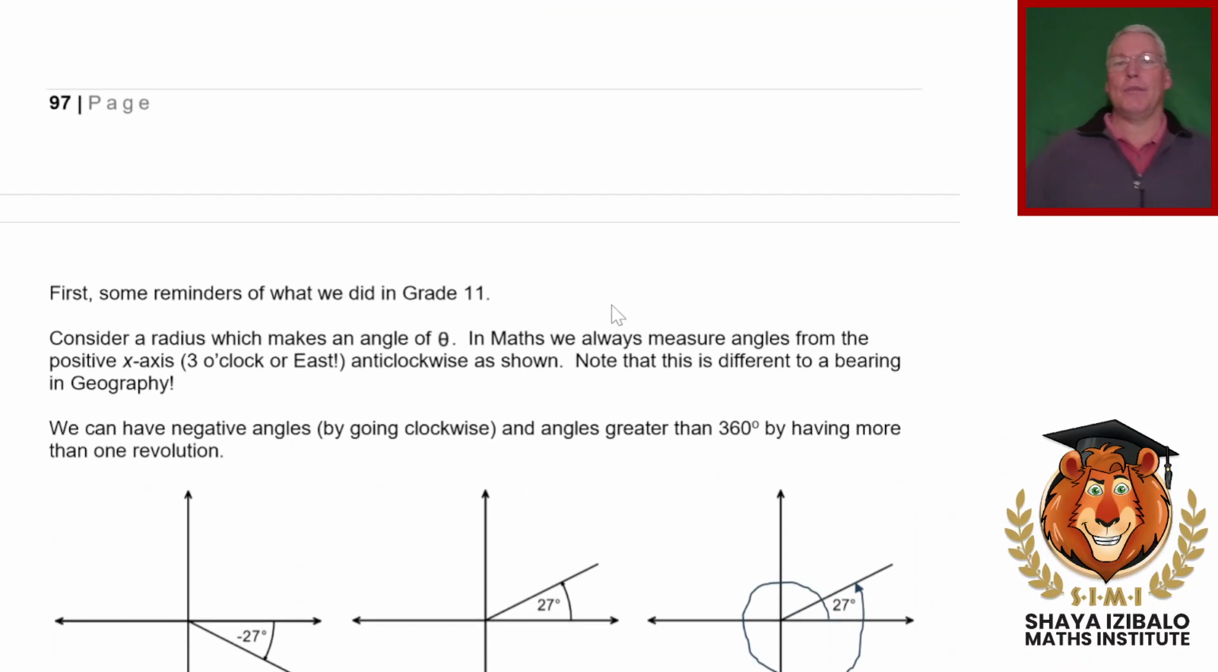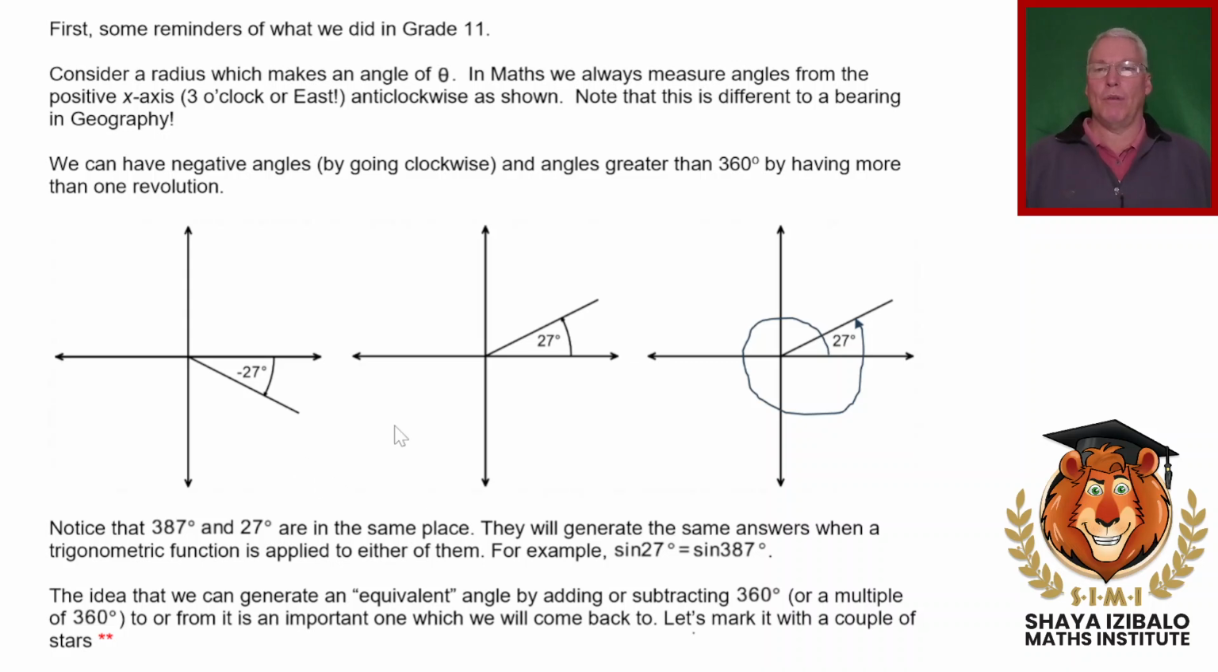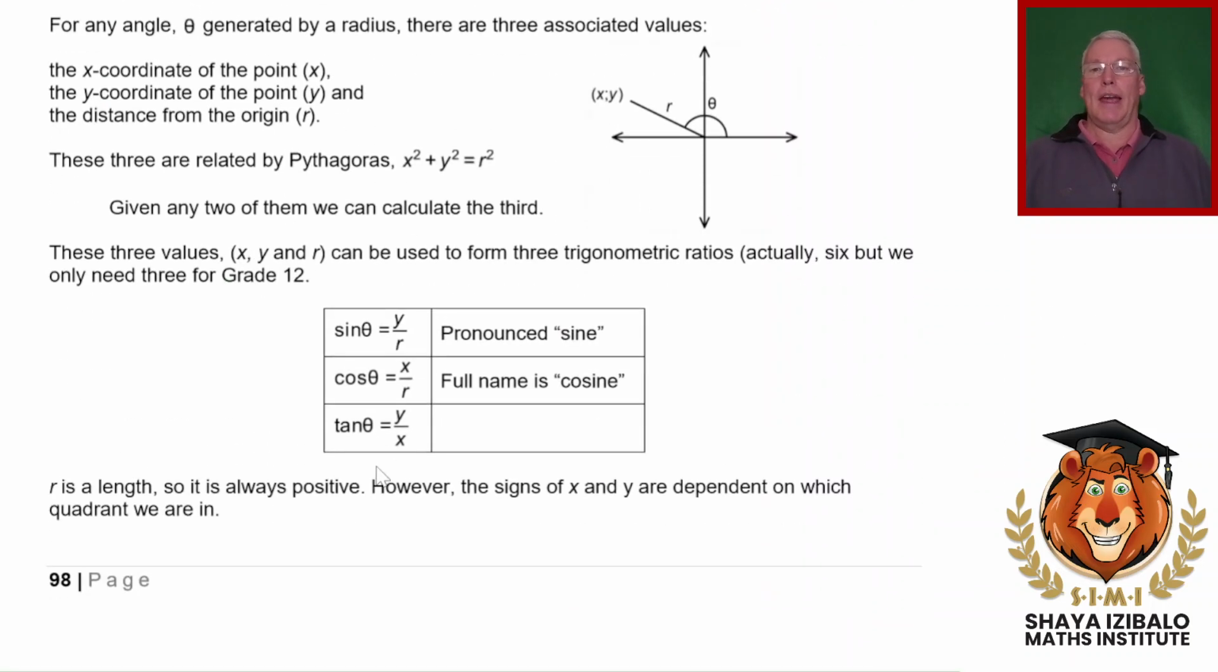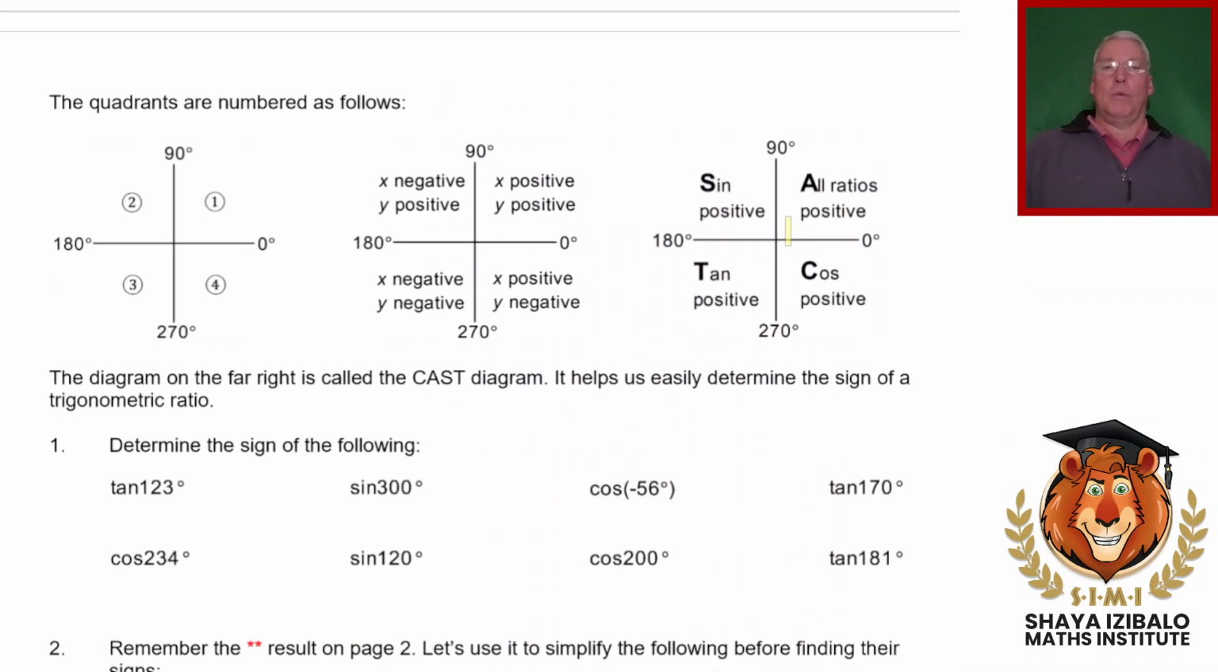So this really is a bit of a summary of what we've told you there, and the idea that for any angle, we've got an r, an x, and a y value. Right now, tonight, we want you to learn these definitions. If you don't know them yet, learn them. Learn them off by heart, backwards, forwards, upside down. And now we remind ourselves of this thing which is called the cast diagram.